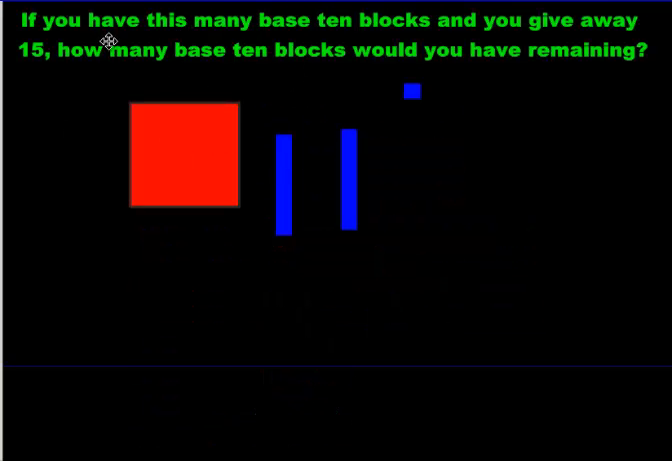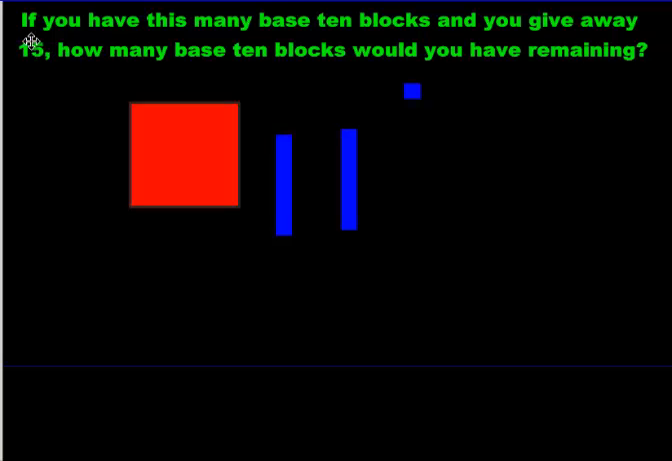Now let's get started here. It says if you have this many base 10 blocks, so how many do we have? We have one flat, two tens, and a unit. That's 121. If you have this many base 10 blocks and you give away 15, how many base 10 blocks would you have remaining? Can you find the code words that tell us this is subtraction? There's two actually: give away and remaining. So if you didn't get the first one, the question is basically telling you again, it's remaining, it's subtraction. It's giveaway, it's subtraction. It's telling you twice.